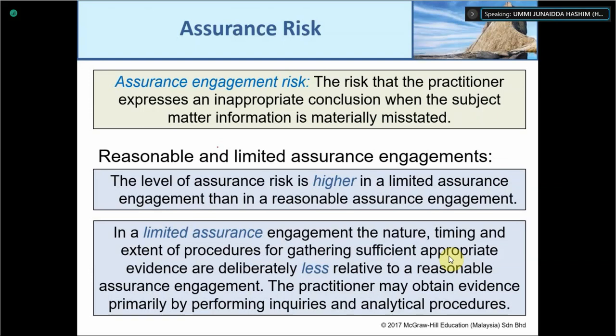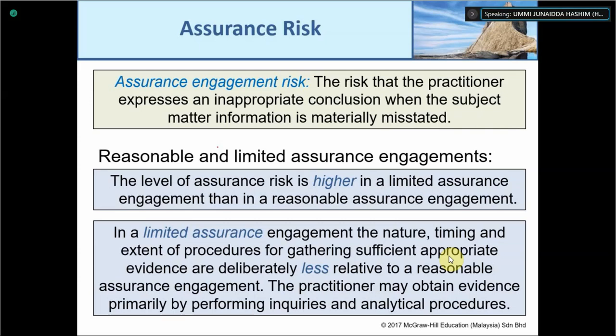So the level of assurance risk is higher in a limited assurance engagement than in a reasonable assurance engagement. In a limited assurance engagement, the nature, timing, and extent of procedures for gathering sufficient appropriate evidence are less than in a reasonable assurance engagement. So the practitioner may obtain evidence primarily by performing inquiries and analytical procedures. What the auditor can do here, I refer to the auditor, while the standard refers to the practitioner. We assume the auditor performs all that assurance in the context of our discussion.